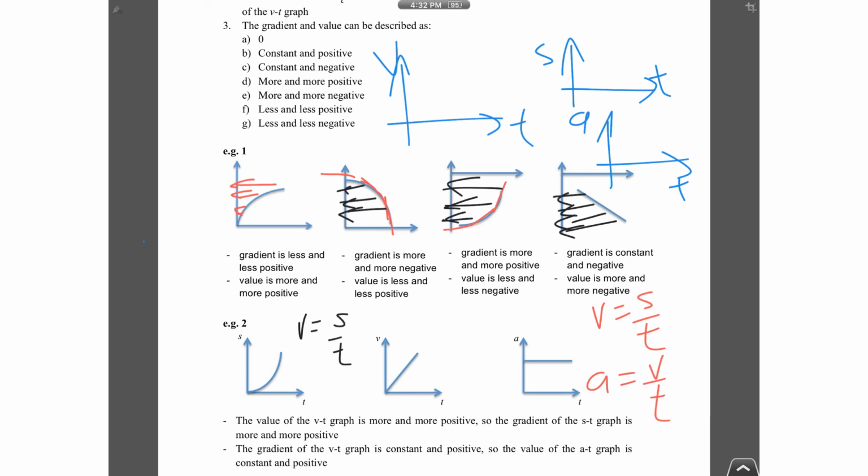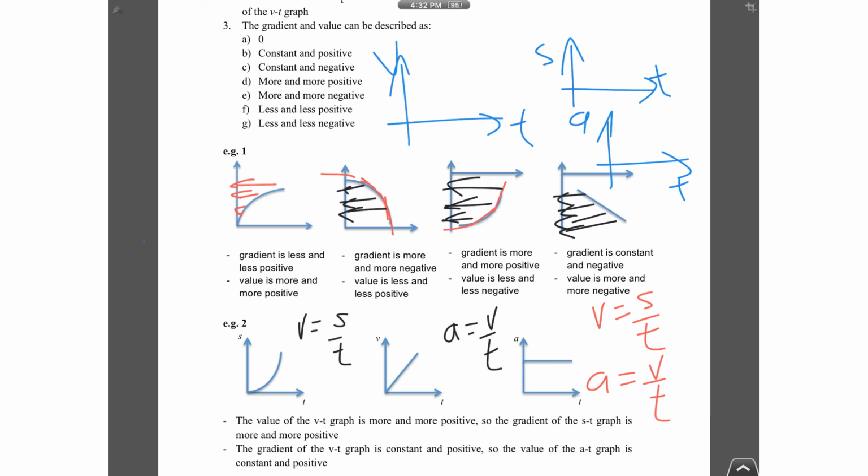If we want to change from VT graph to AT graph, then we write down the formula. What's the relationship between VT and AT? A is equal to V divided by T. So since we are given the VT graph, according to my formula, which is this side, is it gradient or value? Gradient. So I must look at the gradient here and change it to become the value here. Do you understand? So can you describe the gradient here? Constant and positive. So therefore, the value of A will also be constant and positive. So I'm talking about a value, not gradient, so I must draw a horizontal line. Then my value will be constant and positive.